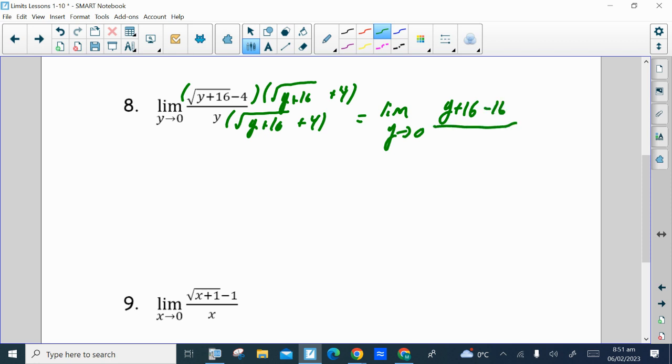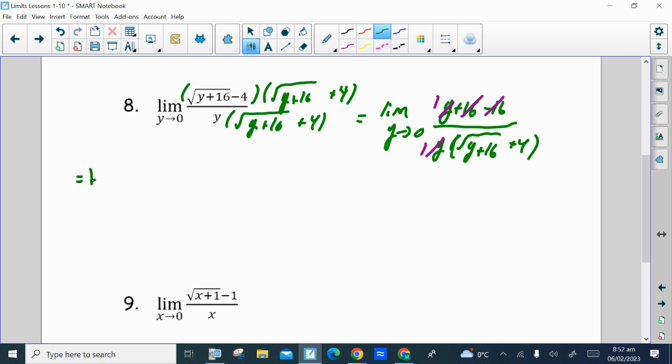And so you're going to be left with y on top, which will cancel with the factor of y on the bottom, which is what we needed. And again, I wouldn't multiply out these brackets on the bottom because that defeats the purpose. We need to get y by itself. So the 16 take away 16 is 0. We're left with the factor of y on top. We can divide top and bottom by y. And we've gotten rid of that non-permissive value.